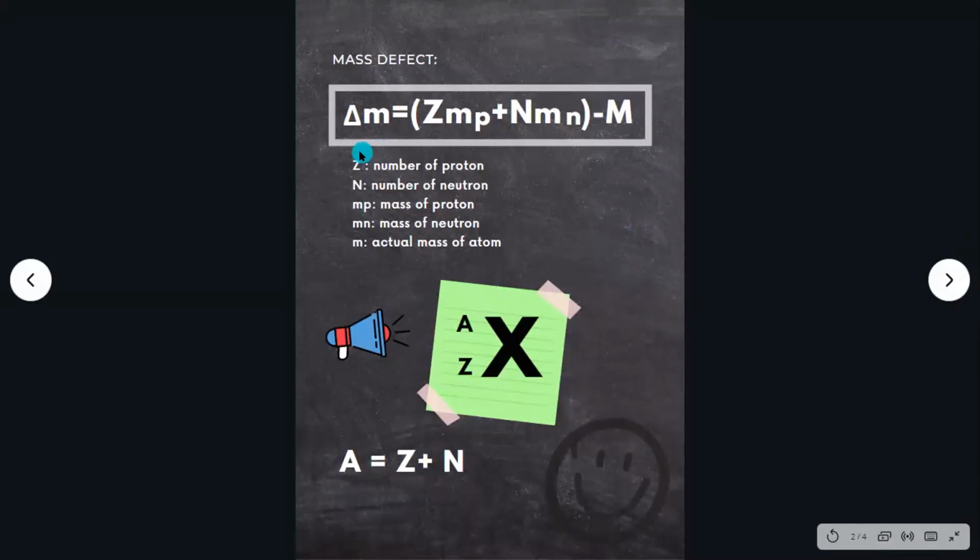The mass defect equation is given as delta M equals Z m_p plus N m_n minus M, where Z is the number of protons, N is the number of neutrons, m_p is the mass of a proton, m_n is the mass of a neutron, and M is the actual mass of the atom, which is given in the question. We need to remember that the nucleon number is the total number of protons and neutrons. So when we want to know the number of neutrons, we subtract the proton number from the nucleon number so that we get the neutron number.